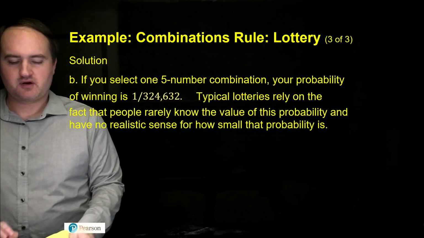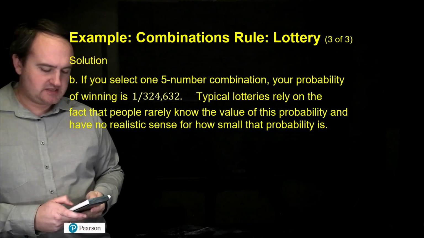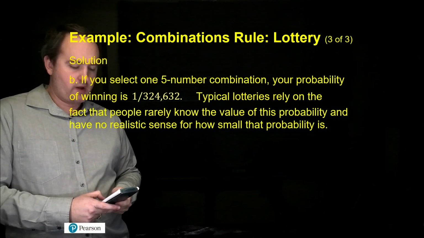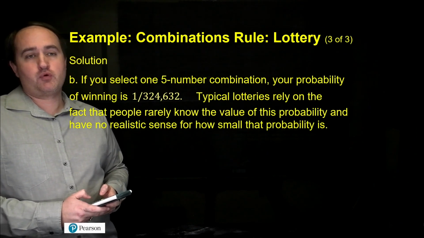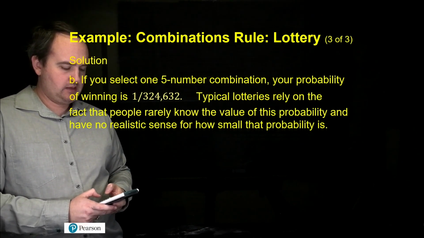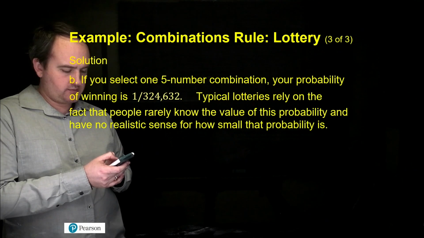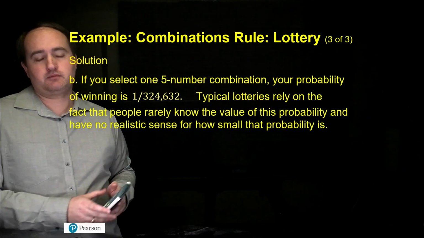If we type that into our calculator, we're going to see that that's quite a small probability. So 1 divided by 324,632 is actually 0.0000308.